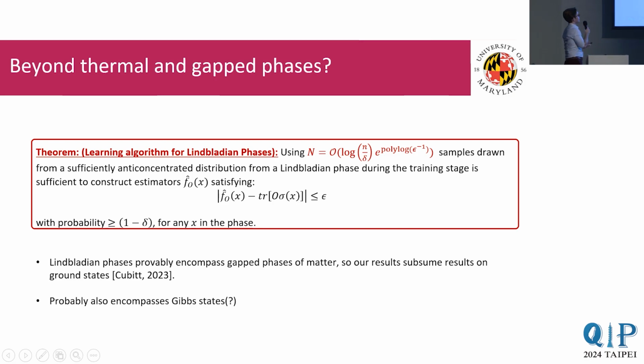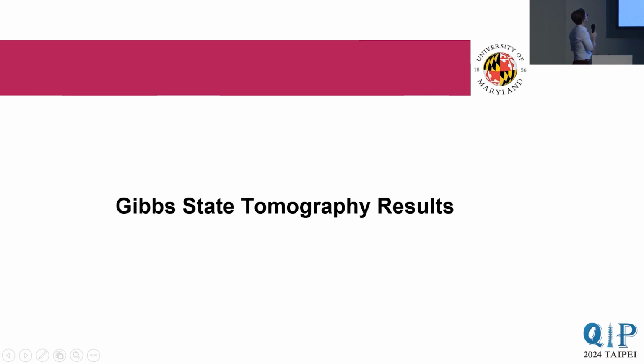So it turns out that this Lambdadian phase of matter provably encompasses this gapped phase of matter that I talked about earlier. And so our results about these Lambdadian phases of matter subsume these previous results on gapped phases of matter. They also probably encompass results about learning Gibbs phases of matter, but there are some controversial points about that that you can talk to me about after the talk.